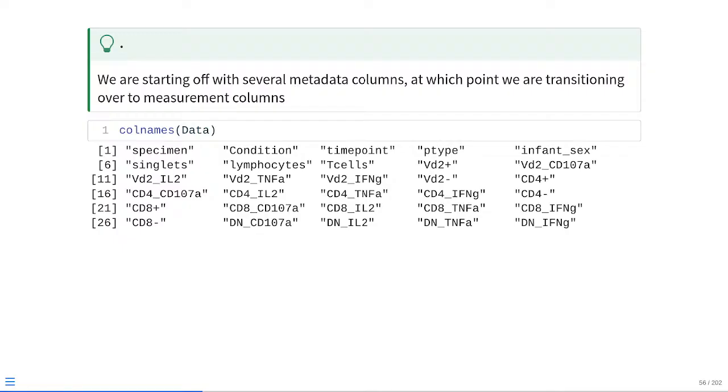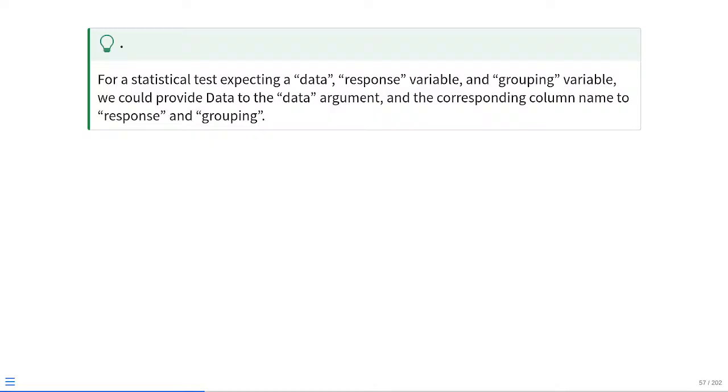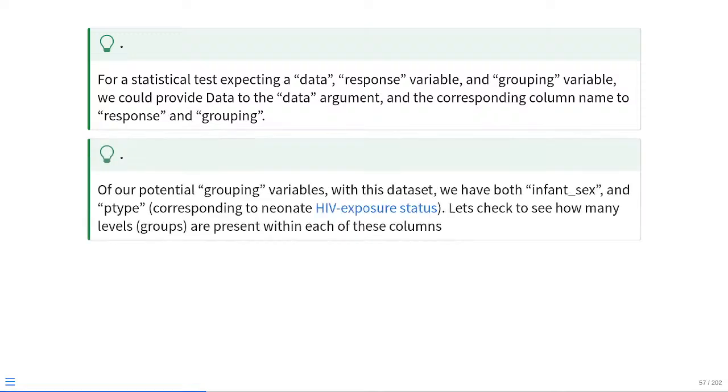So if we use column names, we can see all the different column names. And if we look at it right now, we can see we're going to need to be able to provide the data, the response variable, and the grouping variable. So if we are thinking of things that we need to provide, we should think about it in the context of this particular data set. Data we already know, we already have it created in our environment, but the response variable and the grouping variable will vary depending on what we're interested in and what we are actively trying to measure at a given point.